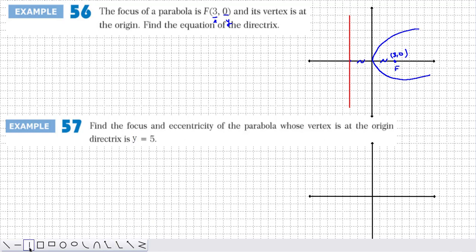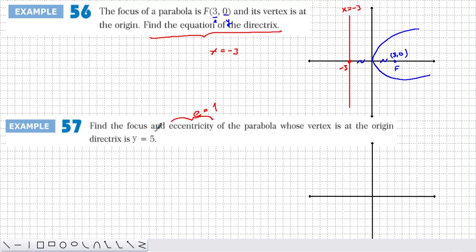You remember from the equation of the line, if it is perpendicular to the x-axis, then the line is x equal to the point it passes through on the x-axis, which is minus 3 here. So the equation of the directrix is x equals minus 3. Next: find the focus and eccentricity. This is a very easy question. The eccentricity is always 1 in a parabola, so there's no need to do any calculation.